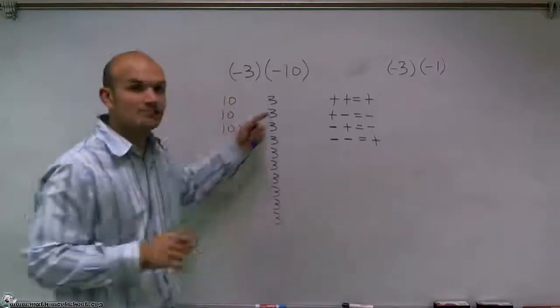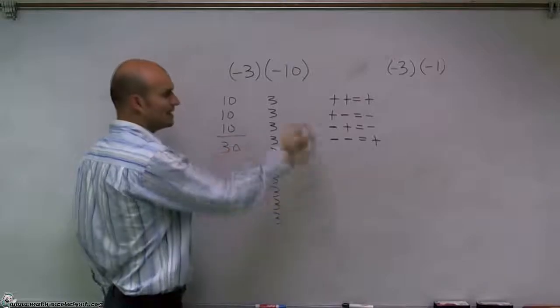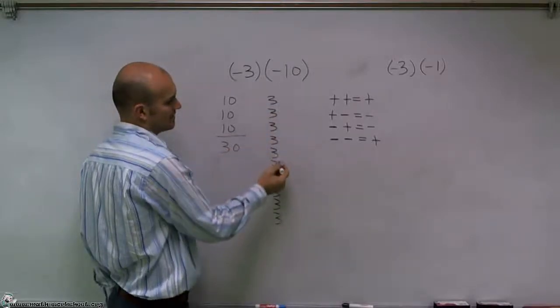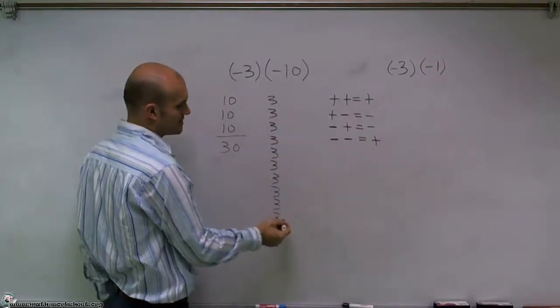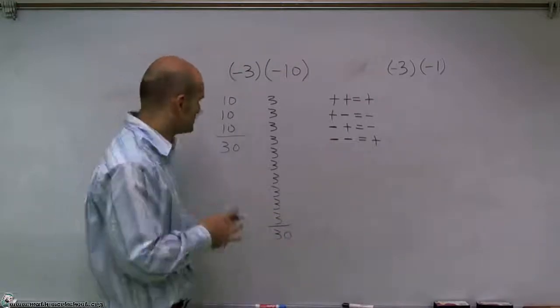And if you were to add all these up, you can see this one's pretty easy. You'll notice this is 30. And here it's 3, 6, 9, 12, 15, 18, 21, 24, 27, 30. So I'm going to get the same answer either way that I look at it.